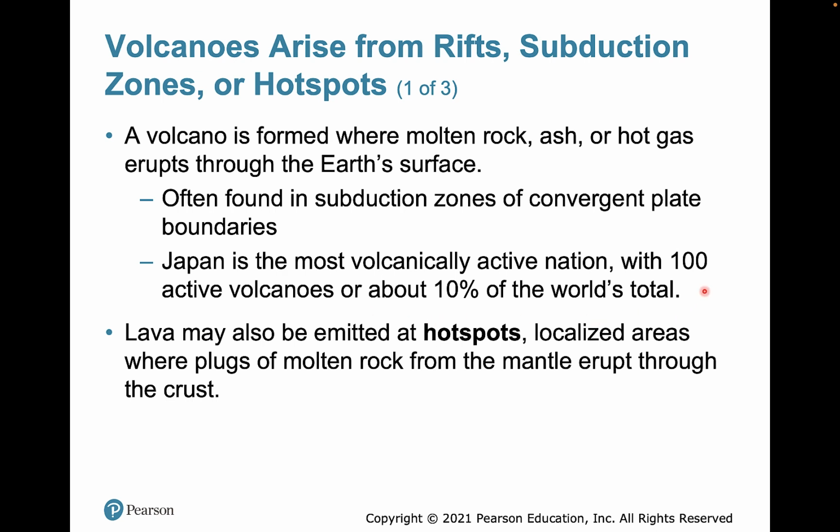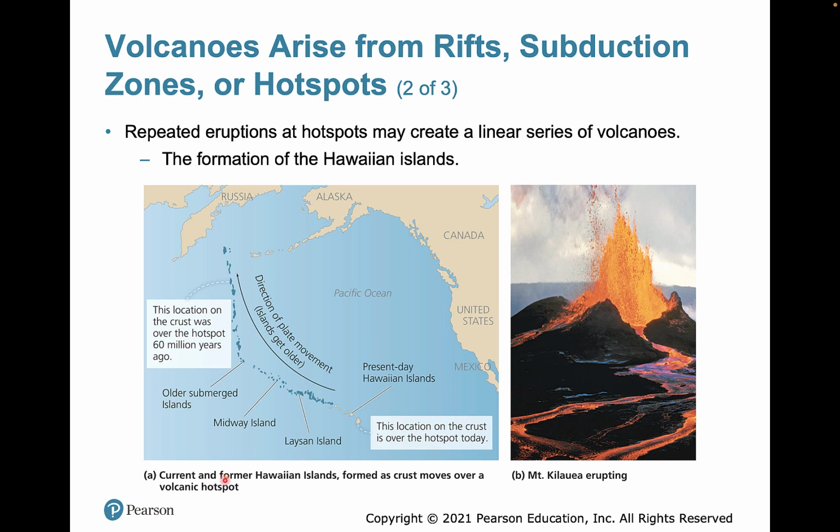They have about 100 active volcanoes, which is about 10% of the world's total. However, you can have hot spots where lava comes up out of the crust that aren't necessarily connected to plate boundaries. So Hawaii is one of them, right? The Hawaiian hotspot is right here under the big island of Hawaii. The hotspot stays still, and then the plate moves over the hotspot.